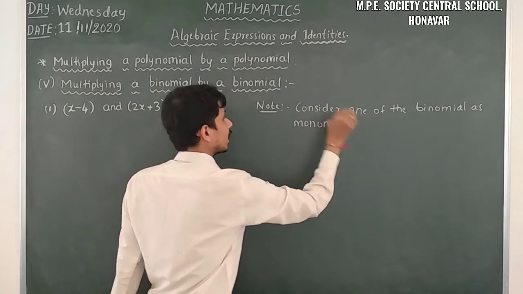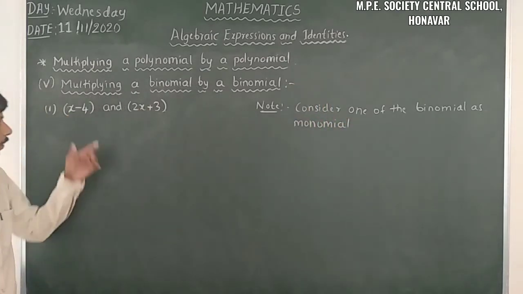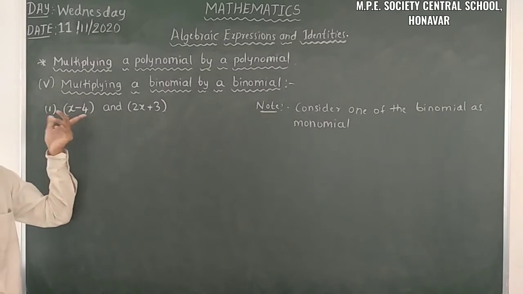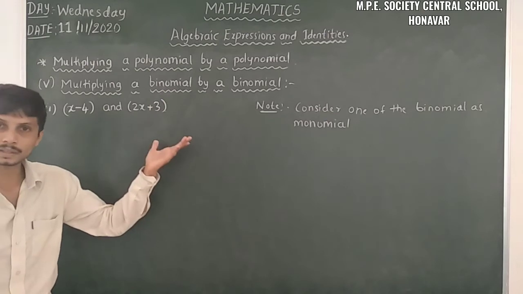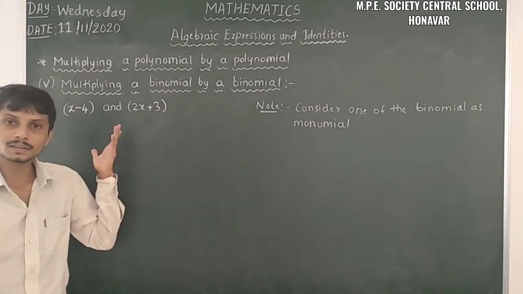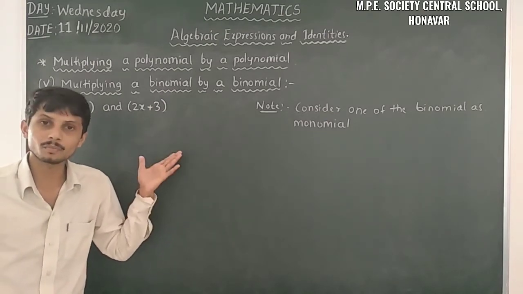One of the binomials can be taken as a monomial. So here x minus 4 you can consider as a monomial, and 2x plus 3 also you can take as a monomial. And here firstly we have to write it in the form of multiplication.